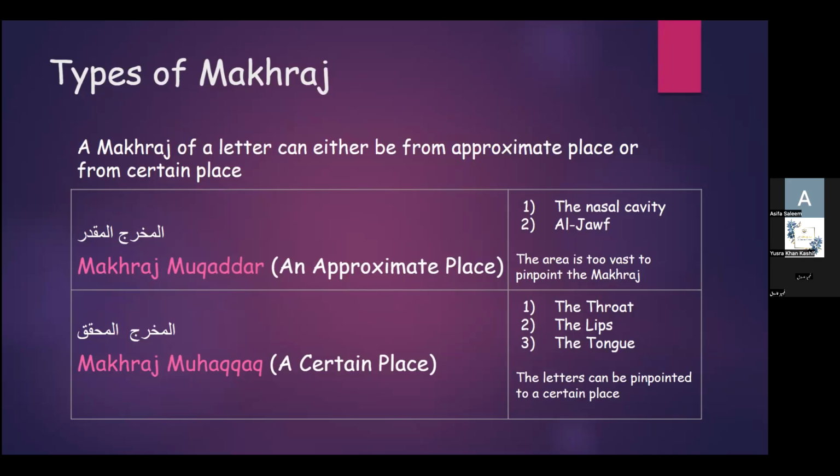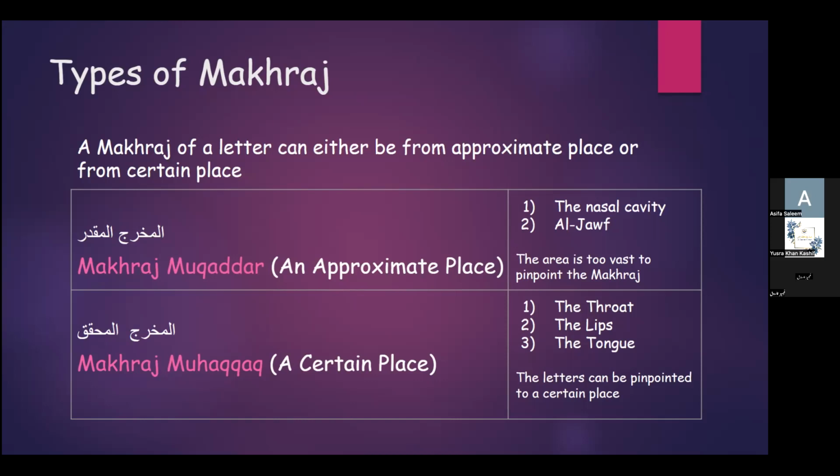The makhraj al-muqaddar, which is the approximate place, are the two: the nasal cavity and al-jawf. As you can see, the nasal cavity and the empty space in the mouth and the throat, the makhraj is really very vast. You cannot pinpoint that this letter is coming from this particular certain place. The makhraj is not specific, it's not certain, it's just an approximate.